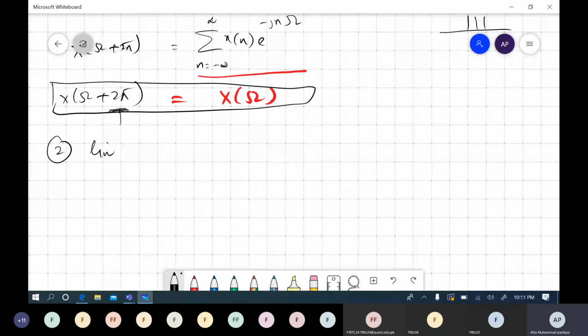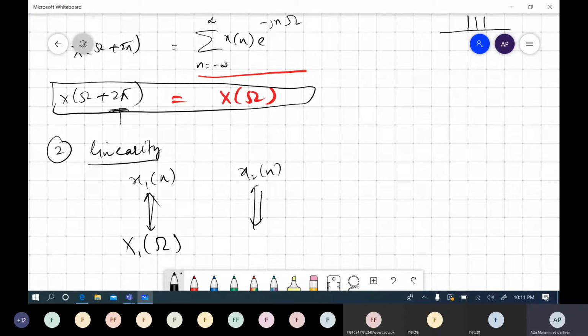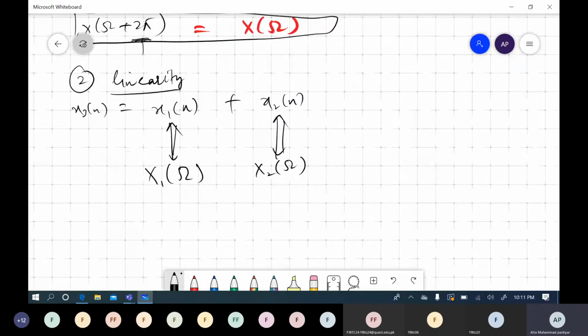Okay, so the second property is linearity. And what does linearity state? For example, if we have one signal x1 of n and its frequency spectrum is X1 of omega, and we have another signal x2 of n and its spectrum is also known as X2 of omega, then if you add those signals, x3 of n, for example, is equal to x1 of n plus x2 of n, then you don't need to compute a separate transform for it, because the spectrum of this signal is known, the spectrum of that signal is known.